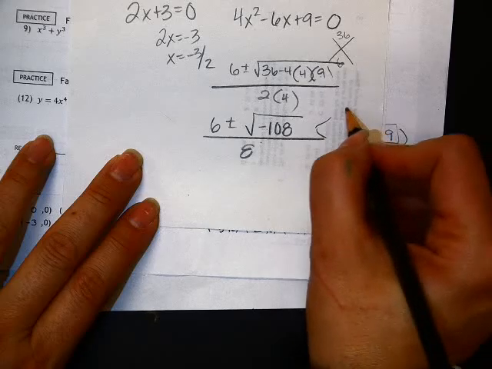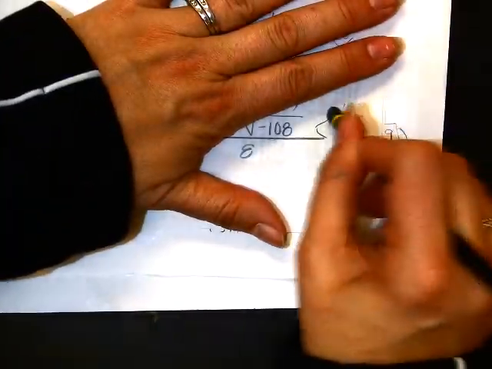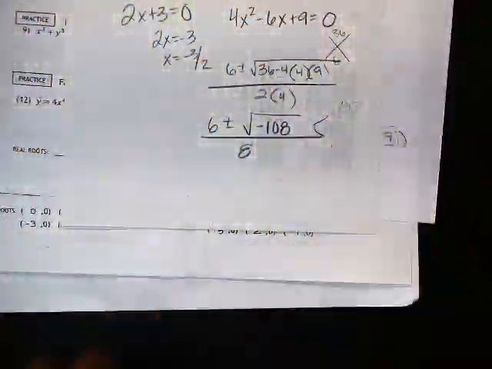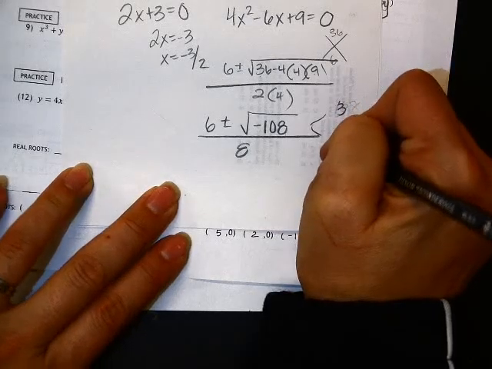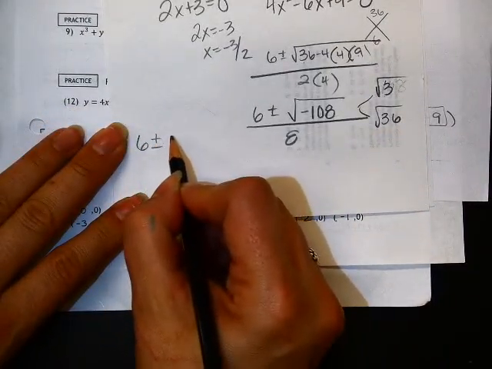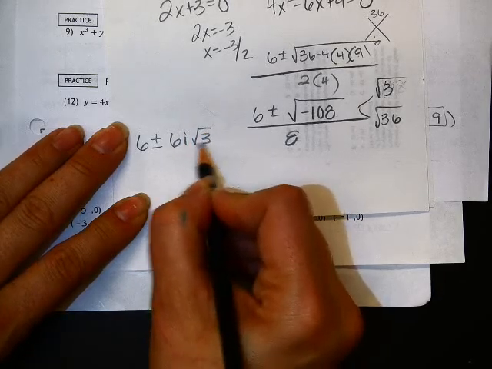Simplified, 108 is really, what, 36 times 3. So the square root of 36 is 6. The square root of 3 is root 3.